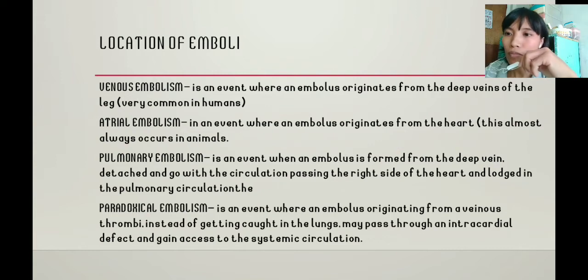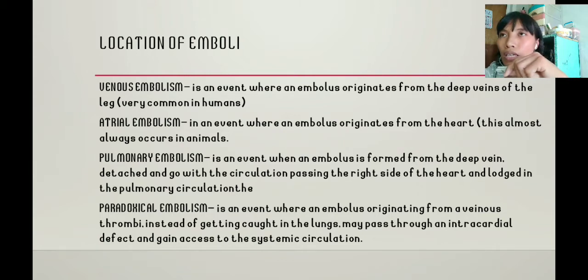Next is pulmonary embolism. Pulmonary embolism was the first one I discussed to you. So we have paradoxical embolism, an event where an embolus originating from a venous thrombi, instead of getting caught in the lungs, may pass through an intracardial defect and gain access to the systemic circulation.